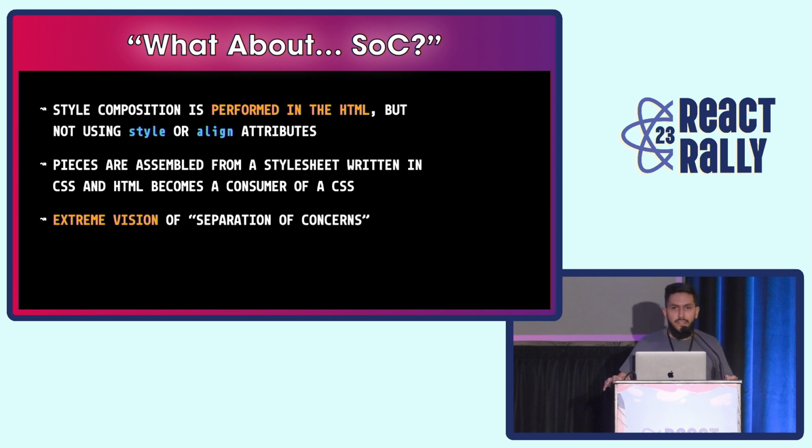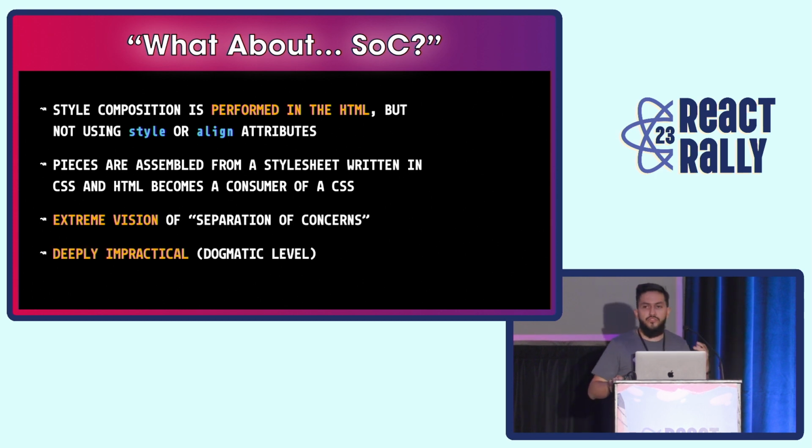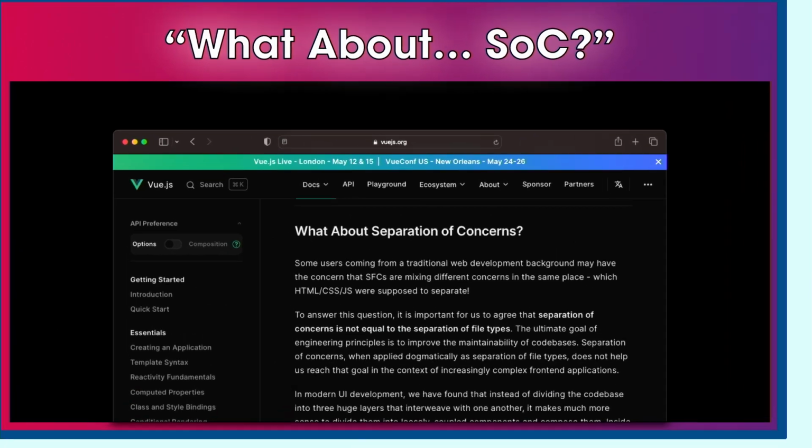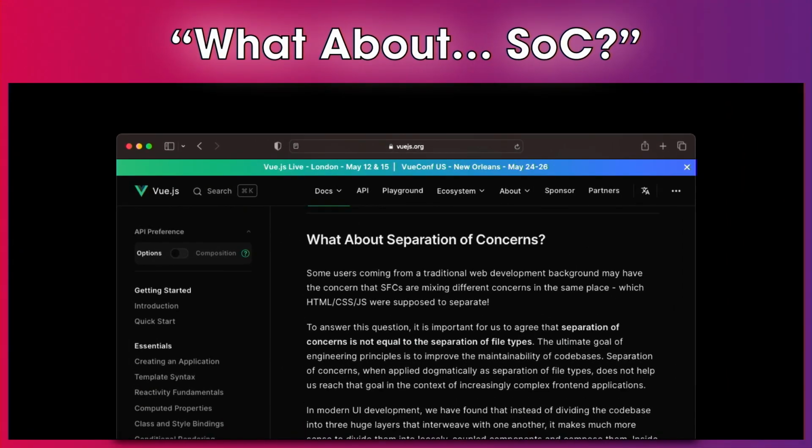And overall, a lot of the concerns I see when it comes to separation of concerns are coming from a very, very extreme and sometimes even dogmatic interpretation of what separation of concerns actually means. And React and JSX have been in this place before. And that's why, for example, Vue.js, in their documentation, covers the topic of separation of concerns versus separation of file types and how these are not always the same thing.